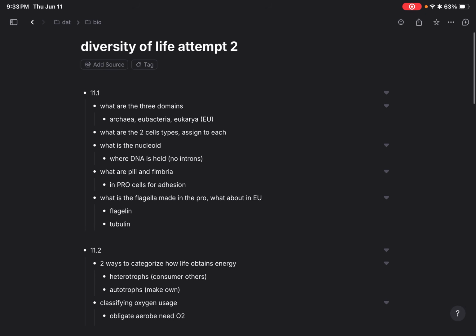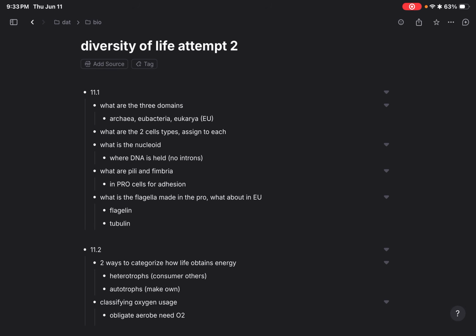It was good to go over diversity of life again, because I didn't understand it the first time. There are three domains: archaea, eubacteria, and eukarya. So basically, archaea, bacteria, and eukarya are the three domains.